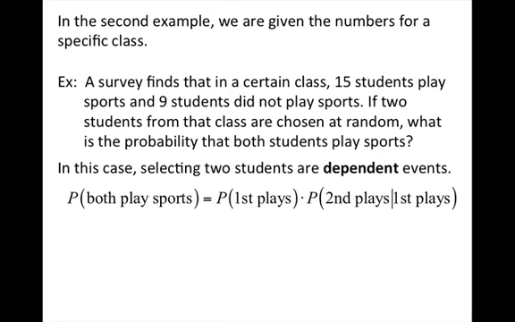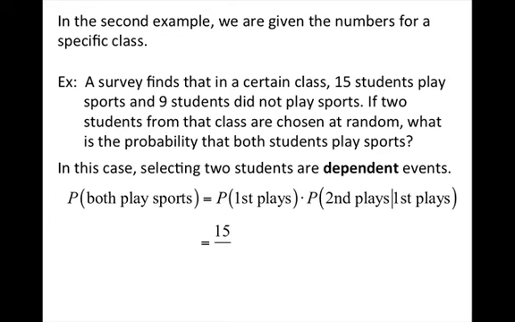This would be similar to thinking of each student as being a marble in that box of marbles. I select one student and I want to know if they play sports or not. Then I leave that student out and I reach in and select another student, and I want to know if that student plays sports or not. So this time, removing the student from the class changes the probability that the second student actually played the sport.